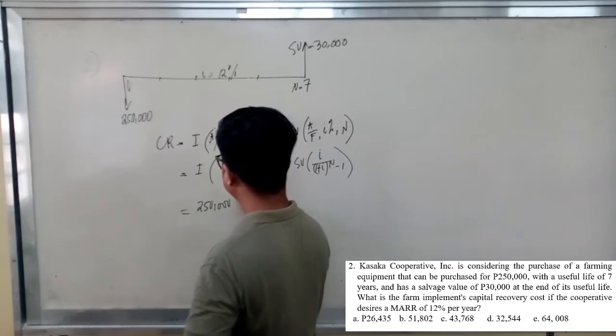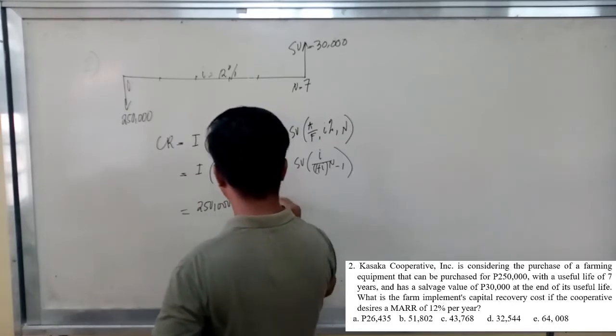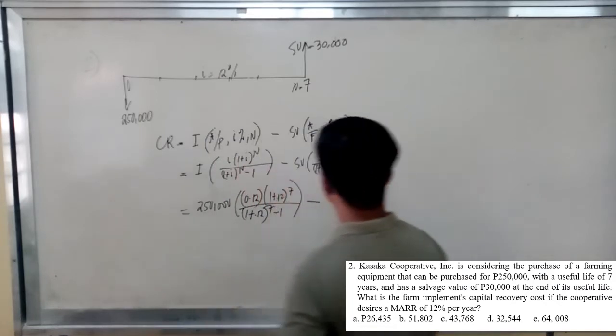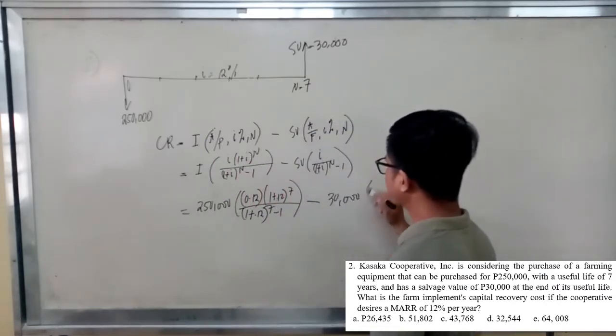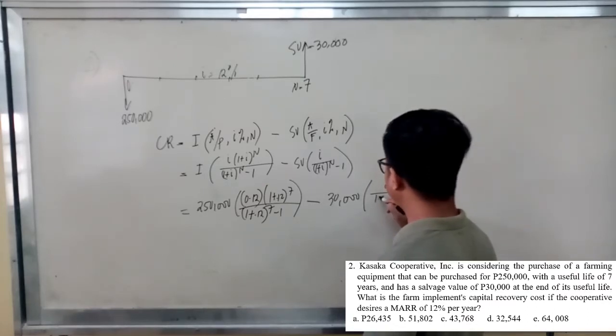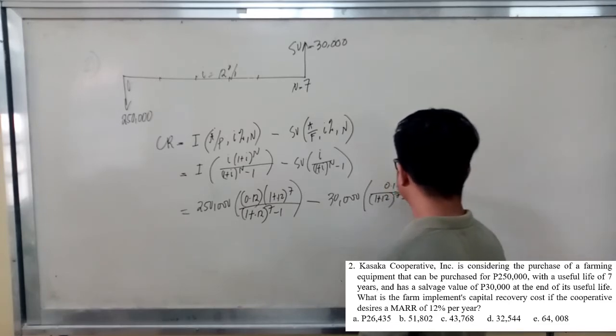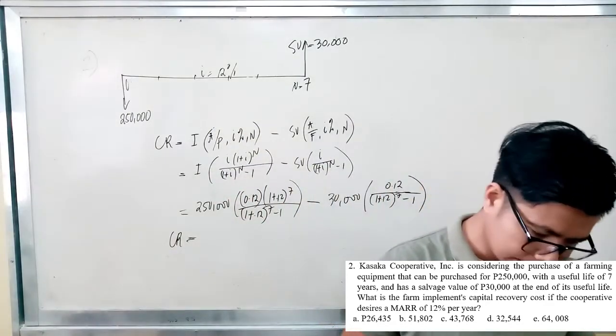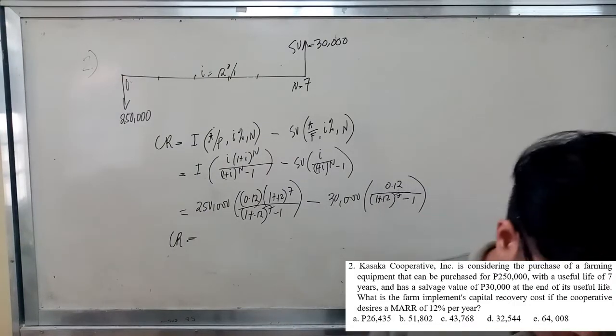Okay? So substituting ulit the given, 0.12(1+0.12)^7 divided by (1+0.12)^7 less 1, less 30,000 times I, what is our I? 0.12 divided by (1+0.12)^7 less 1. Okay. So what is the capital recovery of the equipment?